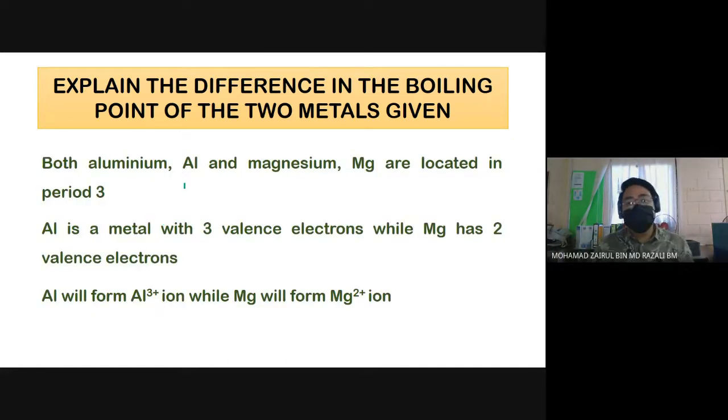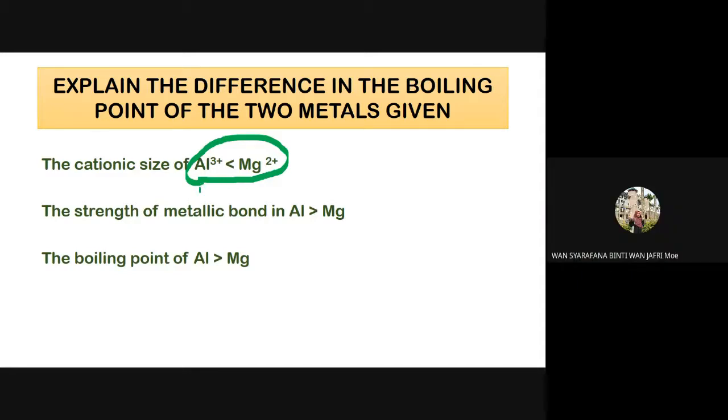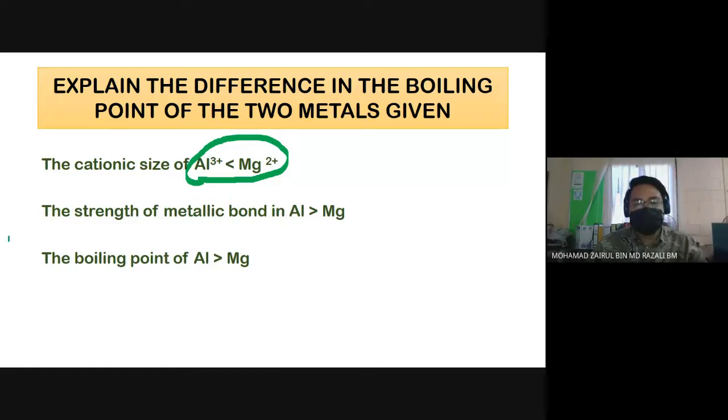Okay, macam biasa, before awak buat comparison, awak kena state dulu dia punya similarity. So both aluminium and magnesium are located in period 3. Ini dia punya similarity. Sebab kita tahu kalau across period kita kata explain in terms of valence electron. So aluminium is a metal with 3 valence electron while magnesium have 2. So ion apa dia akan hasilkan? Ionic size, ini saya cerita sekali. Sebab across period apa jadi dekat size? Decrease. Size decrease kan sebab nuclear charge increase.